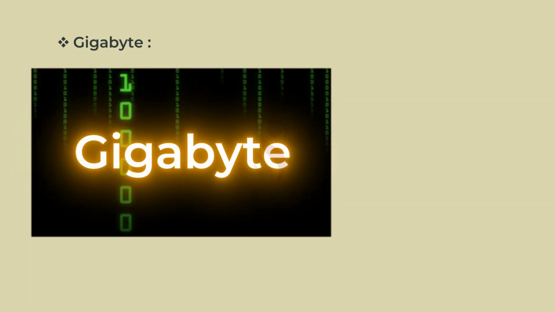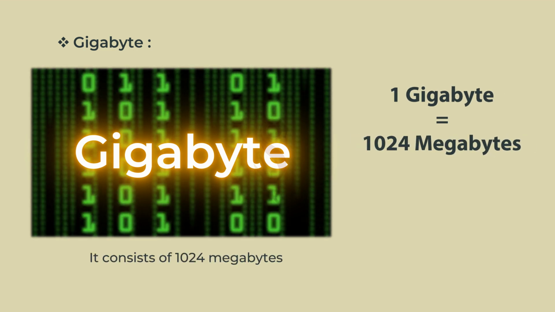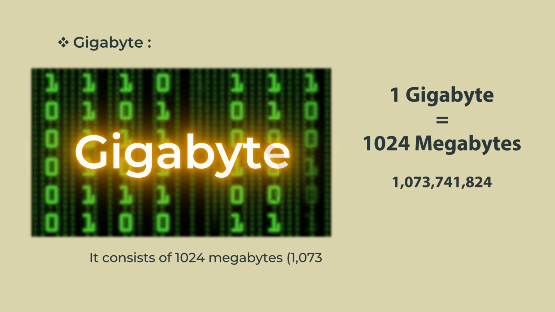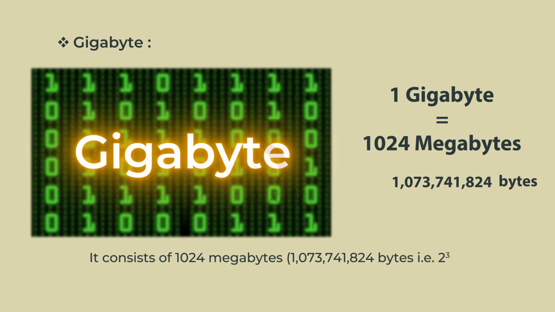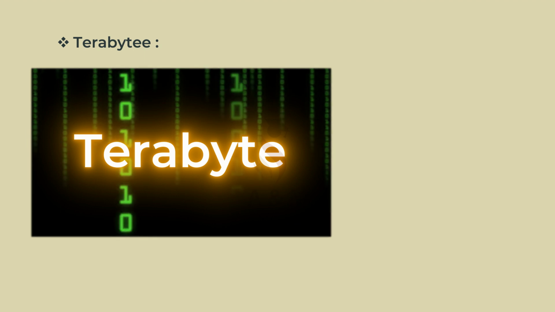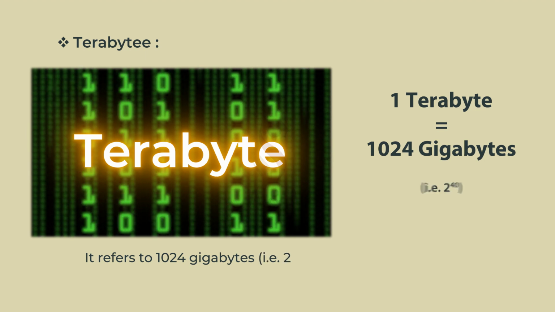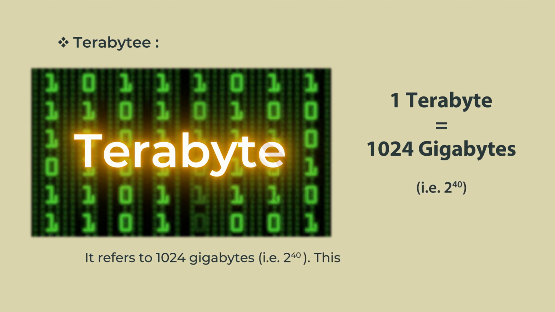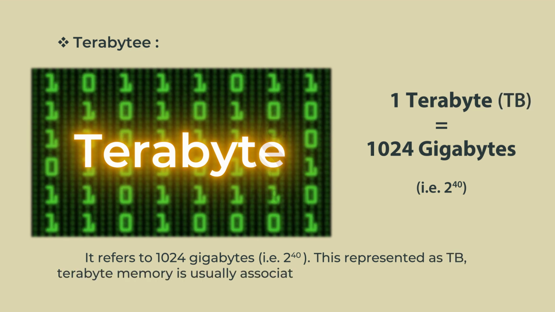Fifth, gigabyte. It consists of 1024 megabytes, that is 1,07,37,41,824 bytes, that is 2 to the power 30. It is represented as GB. Last one, terabyte. It refers to 1024 gigabytes, that is 2 to the power 40. This is represented as TB. Terabyte memory is usually associated with supercomputers only.